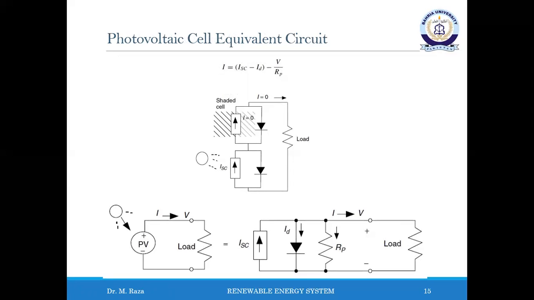The bottom diagram shows a PV equivalent circuit that includes some parallel leakage resistance Rp. The ideal current source, the short circuit current, in this case delivers current to the diode, the parallel resistance, and the load. The equation would become I is equal to the short circuit current minus ID minus the voltage divided by Rp.